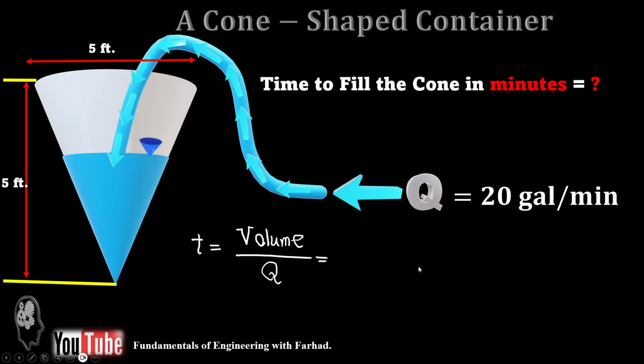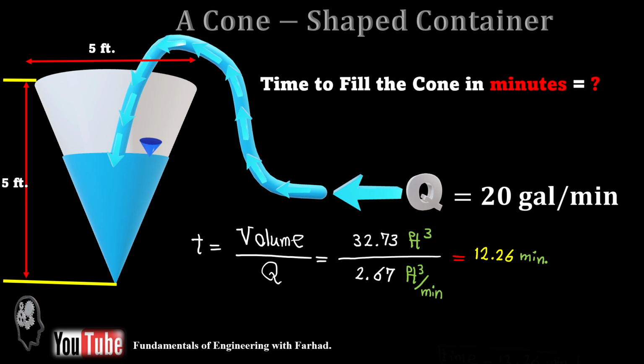Then we simply can calculate the duration to fill the cone in minutes, and that's the volume over the discharge. We already have the discharge, which is the conversion of 20 gallon per minute to feet cube per minute, and it gives us a time T in terms of minutes equal to 12.26 minutes to fill this tank with these dimensions with this amount of discharge.